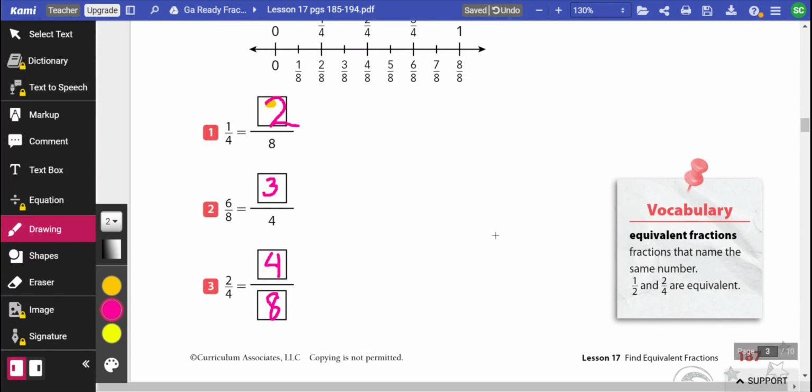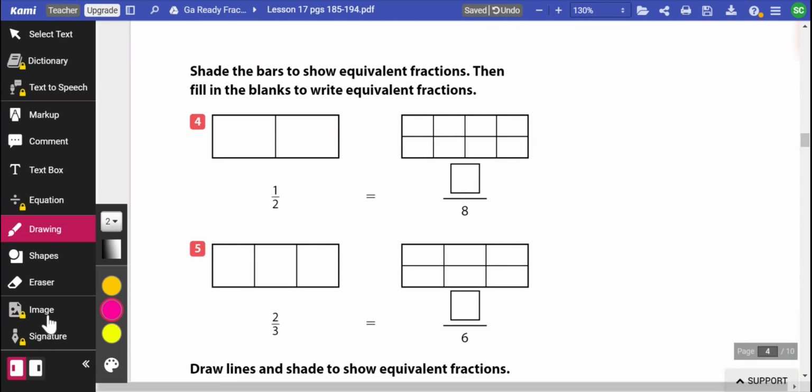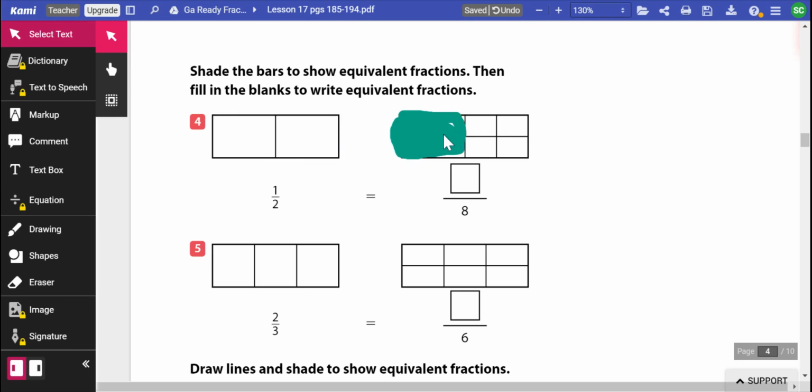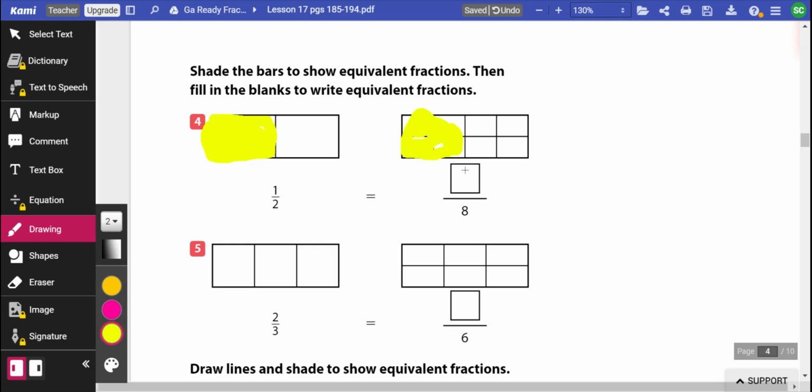Okay. Let's scroll on down to page 188. Here we go. We're going to do some shading here. Shade the bars to show equivalent fractions. All right, we can do that. Now I'm going to select my 1/2, and we're going to move that over here. Aha. So 1/2 covers the same amount as 4/8. Okay, because that covers the same amount.